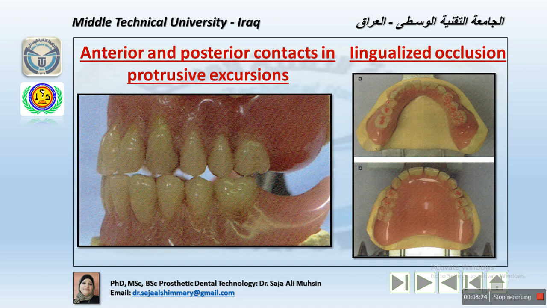A modification of the balanced occlusion is the lingualized occlusion. What does that mean? This differs in that the artificial teeth are designed to have fewer intercuspal position contacts. Okay?